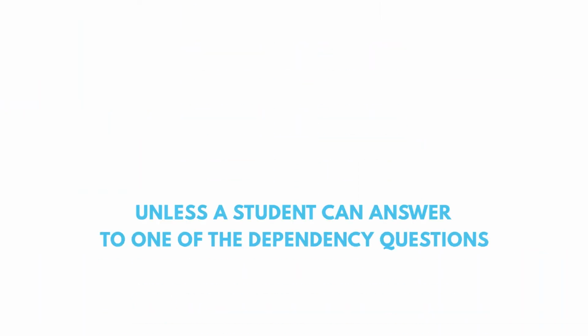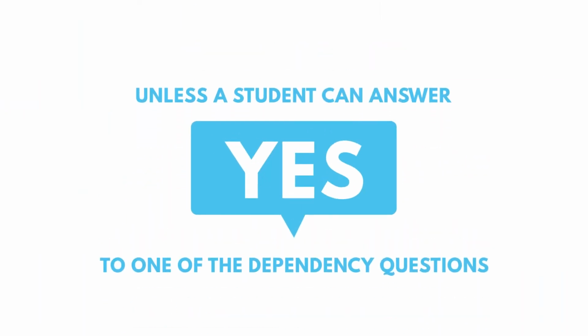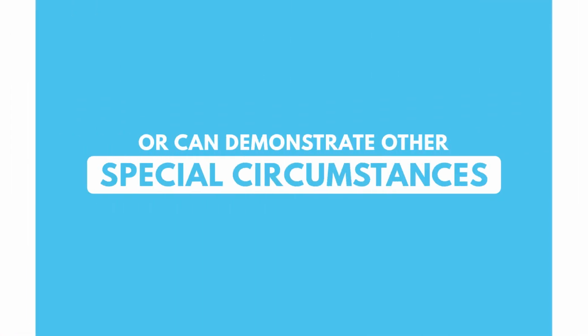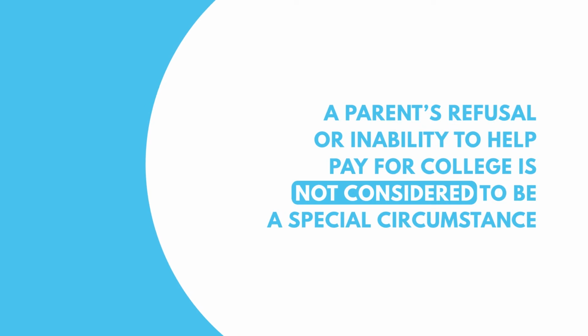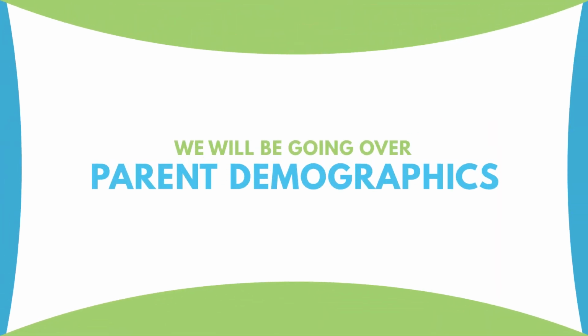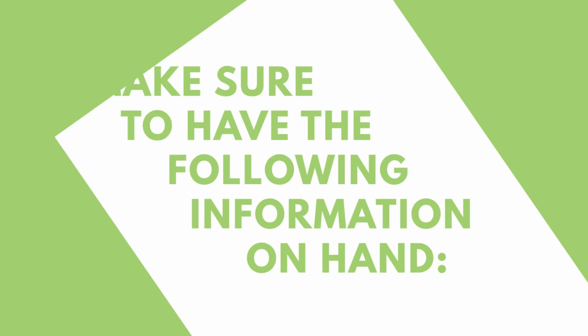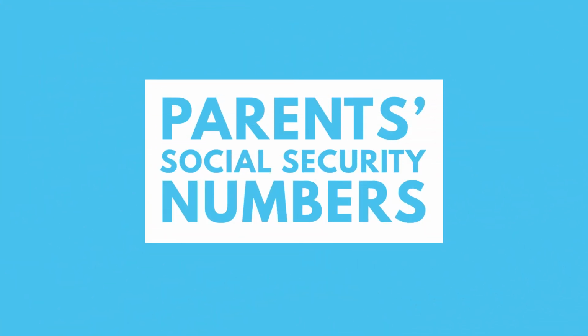Keep in mind, unless the student can answer yes to one of the dependency questions or can demonstrate other special circumstances, a parent's refusal or inability to help pay for college is not considered to be a special circumstance. In this section, we will be going over parent demographics. Before you begin, make sure to have the following information on hand: parents' Social Security numbers.